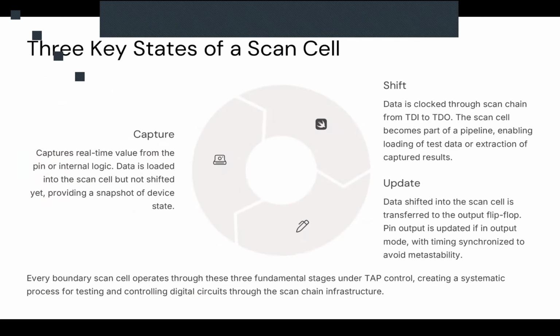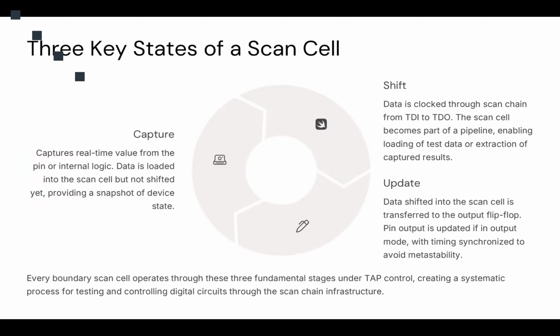Now, based on those three modes, whenever we trigger each of the modes, the scan cells have different states of action. For example, in the observation mode, the scan cells go to the capture state. They basically capture the real-time values of the pin or that internal logic.